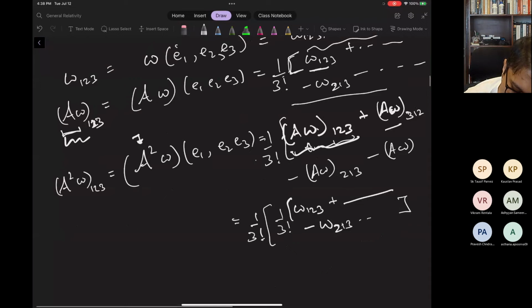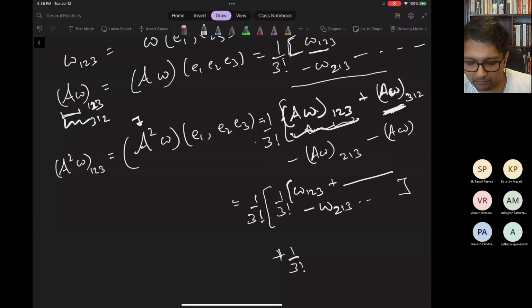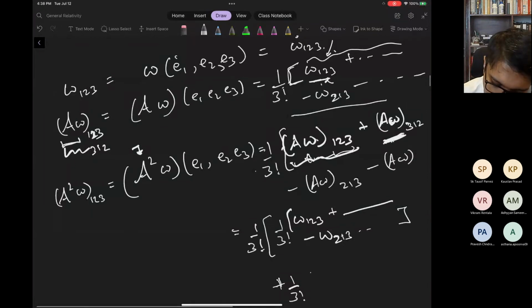But I also have to expand this. Okay, I have to expand A omega 3, 1, 2. And now when I expand A omega 3, 1, 2, what I will get is 1 over 3 factorial. And now I have to take the 3, 1, 2 component of this. So basically think of exchanging the 1, 2, 3 indices. But again, the positive permutations will always come with a plus sign. Okay, so this one will become omega 3, 1, 2. That's the first term in this expansion.